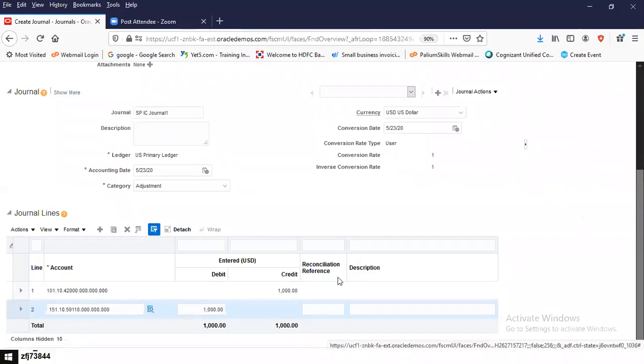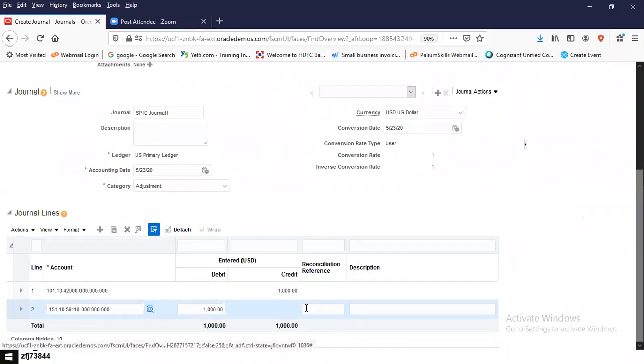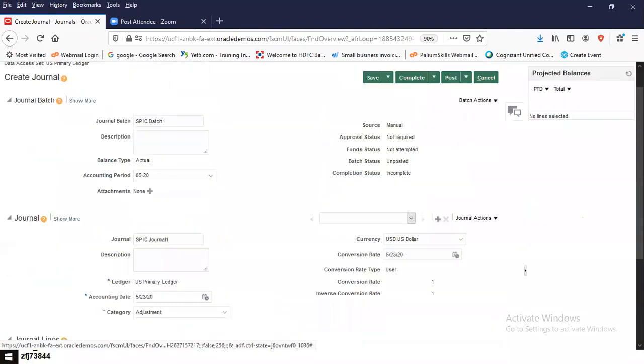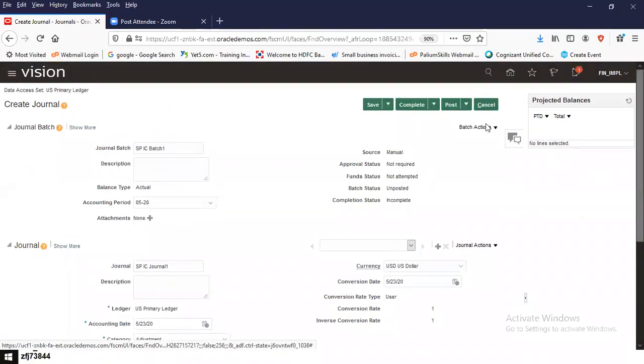Now, typically we will say this is not a balanced journal, as per our definition, because at the company level you have a 101 and a 151. There is no debit for 101 and there is no credit for 151, so they are not balanced. Through intercompany, when we post it, you will find that the corresponding journals are automatically generated.